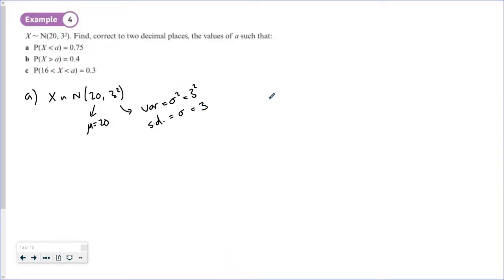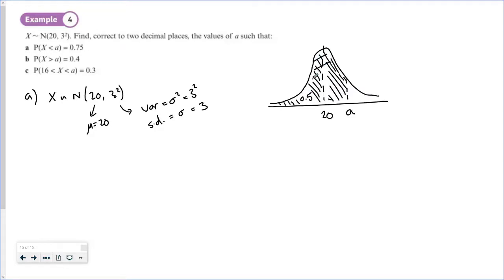So let's draw a little sketch of this distribution and work out what's going on here. So we know that the distribution is centered around 20 because that's the mean. And we've got some unknown value a. And this basically says the area to the left of a is 0.75 because we want the probability of x being less than a is 0.75. So because we know the probability to the left of 20 is 0.5, we know that a must be to the right of 20. We must have a there. And that's going to ensure that, well, we know this area here is 0.5 to the left of 20. So that means that this area here is allowed to be 0.75, this total area to the left of a.